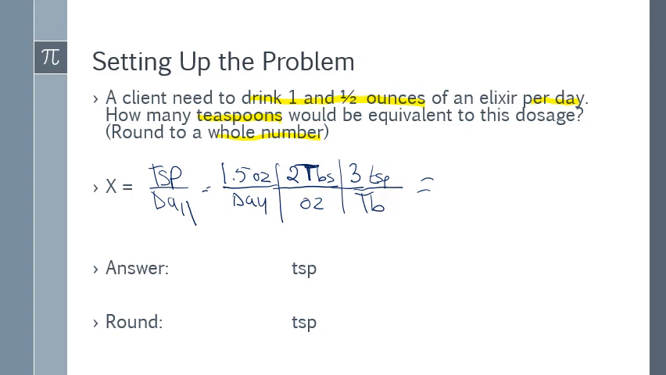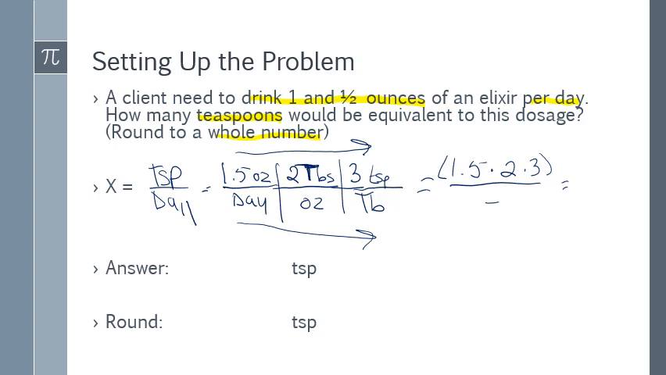All we have to do is keep everything across the top on the top and everything on the bottom on the bottom. We have 1.5 multiplied by 2 multiplied by 3. There are no numbers on the bottom. What you end up with when you multiply all that is 9. So that is going to be our answer, 9 teaspoons. It is a nice, beautiful, even number, so we don't have to round, and that is our final answer.